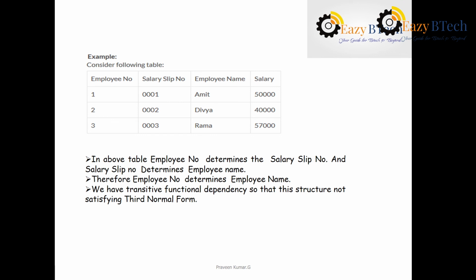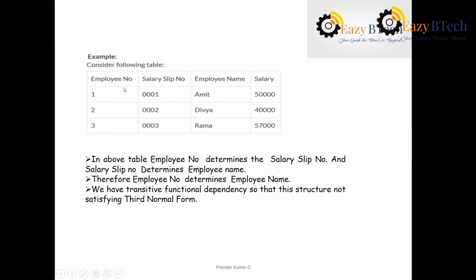If a relation is in the third normal form, first it must be in the second normal form. This one is in second normal form. Why? Because employee number determines all the other values, and the values are atomic. That's why it is second normal form. But this is not third normal form. It has a transitive dependency: salary slip determines employee number, which determines employee name.